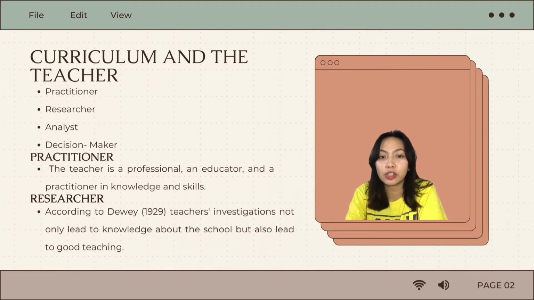Next is the researcher. According to Dewey 1929, teachers' investigation not only lead to knowledge about the school, but also lead to good teaching. Teacher as a researcher involves the commitment to systematic questioning of one's own teaching as a basis for development. Also, teacher plays a role in investigating pedagogical problems through inquiry.